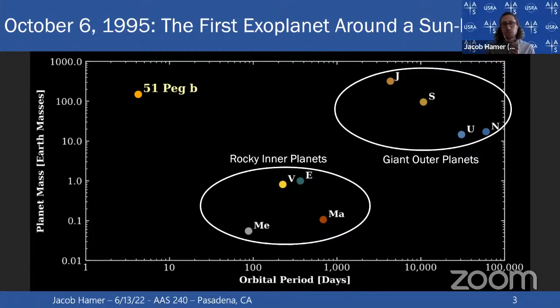And 51 Peg B immediately stands out from the solar system planets. It's unlike anything in our solar system. It orbits 20 times closer to its star than Earth is to the sun, and orbits in just around 4 days. The proximity to its host star means that these planets are very hot, and so they were called hot Jupiters. And since then, we've discovered many hundreds.